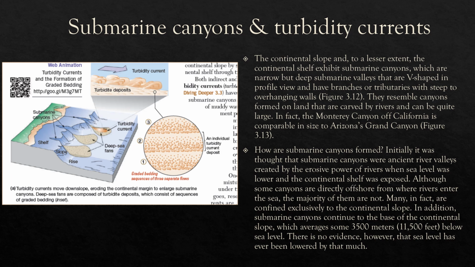So how are these formed? Initially it was thought that submarine canyons were ancient river valleys created by the erosive power of rivers when sea level was lower and the continental shelf was exposed. Although some canyons are directly offshore from where a river enters the sea, the majority of them are not. Many, in fact, are confined exclusively to the continental slope. In addition, submarine canyons continue to the base of the continental slope, which averages about 3,500 meters below sea level, and there is no evidence that sea level has ever been lowered that much.